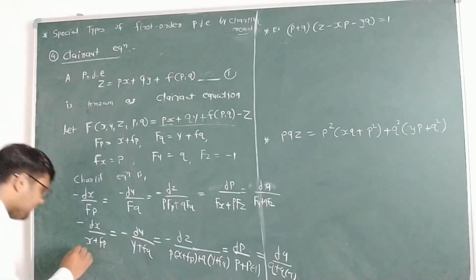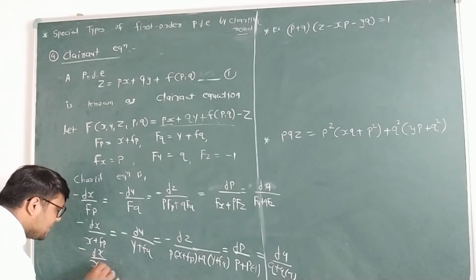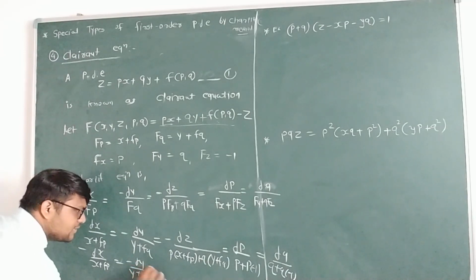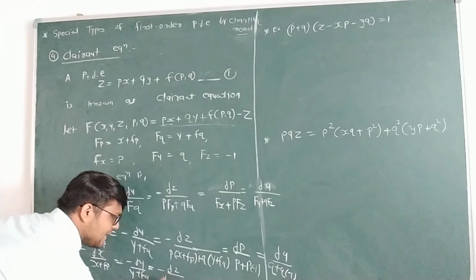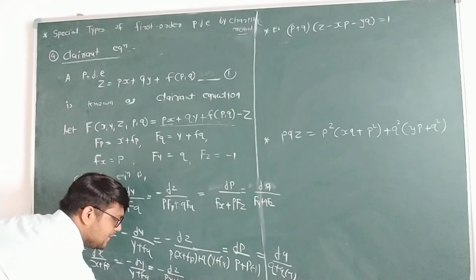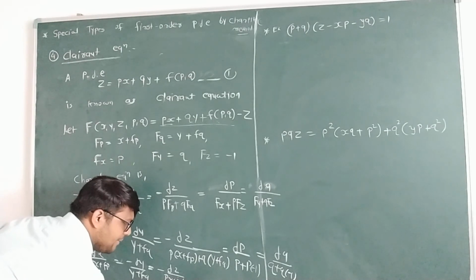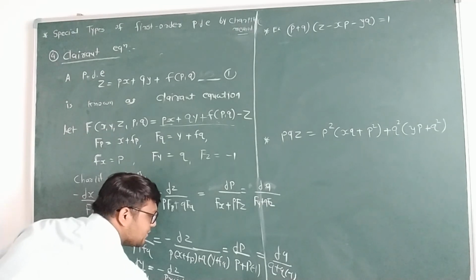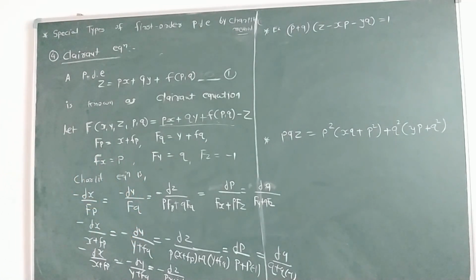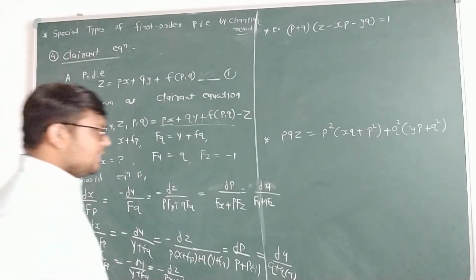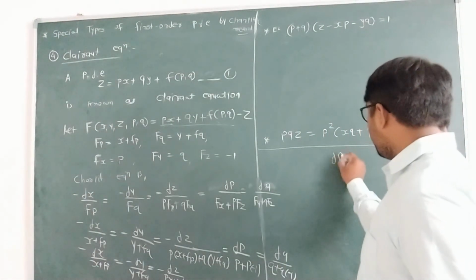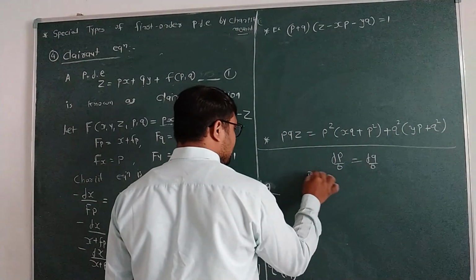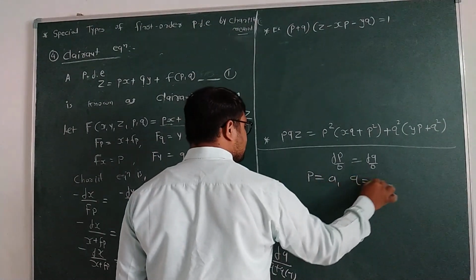So from this we get minus dx by x plus fp equals minus dy by y plus fq equals minus dz by px plus pfp plus qy plus qfq, equals dp by 0 equals dq by 0. So comparing the last two fractions, we get dp by 0 equals dq by 0. Solving this equation, we get p equal to some constant a and q equal to some constant b.